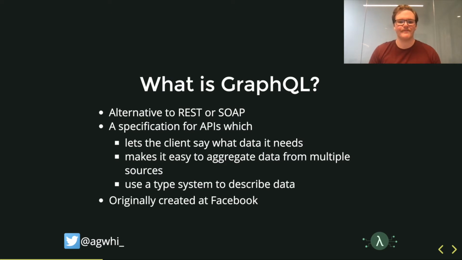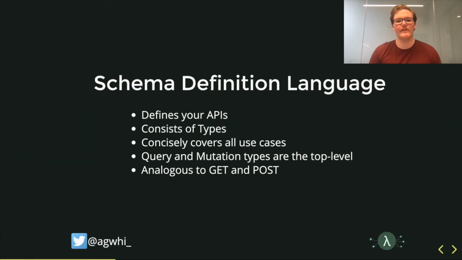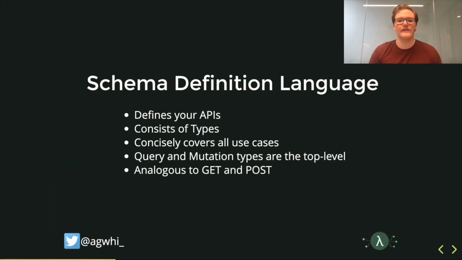The basis of any GraphQL API is the schema, and this is written in a schema definition language. The schema clearly defines the API in a very concise fashion, covers all the possible use cases a user could need, and is built around types, with 2 high-level types, queries and mutations, at the top. A query, like it sounds, is very similar to a GET request, and a mutation is very similar to a POST request.